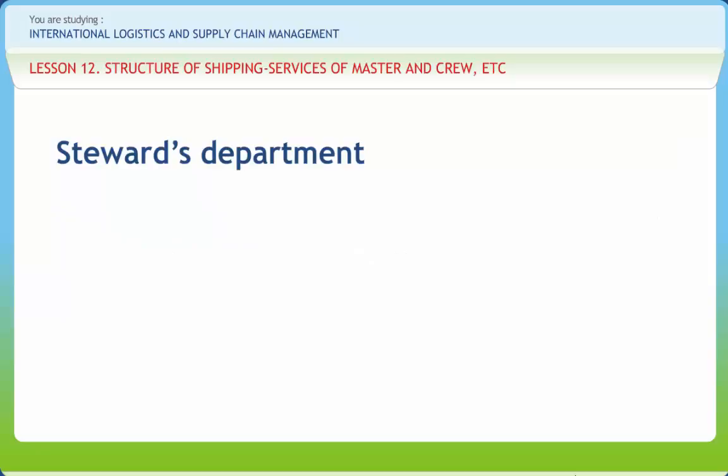Most merchant ships do not have this department. They only have a cook and he is part of the deck department.